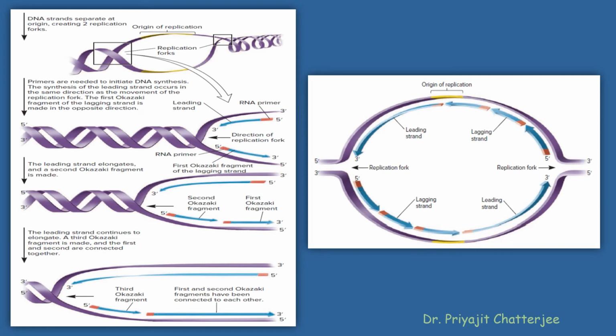DNA strands separate at the origin, creating two replication forks. Primers are needed then to initiate DNA synthesis. The synthesis of the leading strand occurs in the same direction as the movement of the replication fork. The first Okazaki fragment of the lagging strand is made in the opposite direction. So the leading strand elongates and a second Okazaki fragment is made. The leading strand continues to elongate. A third Okazaki fragment is made, and the first and second are connected to each other.